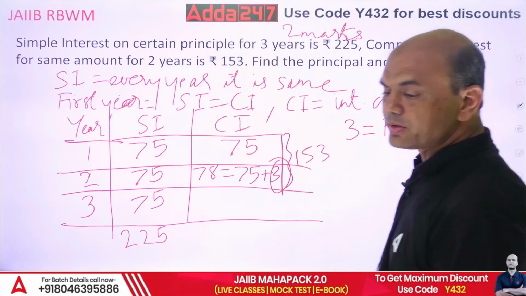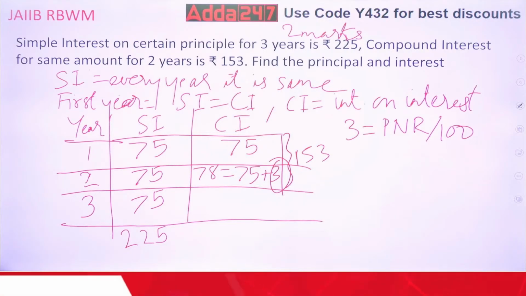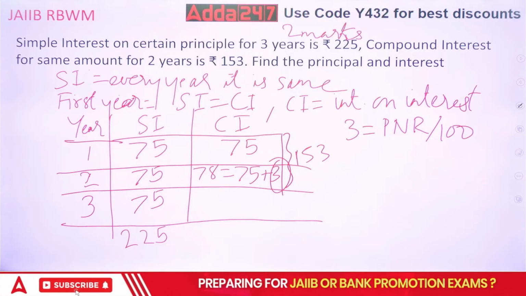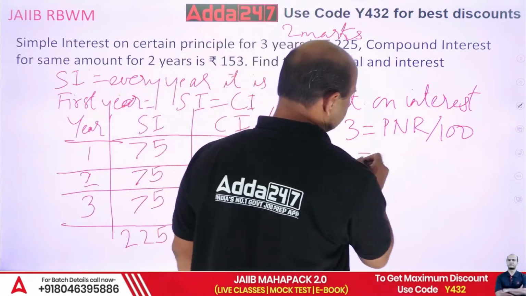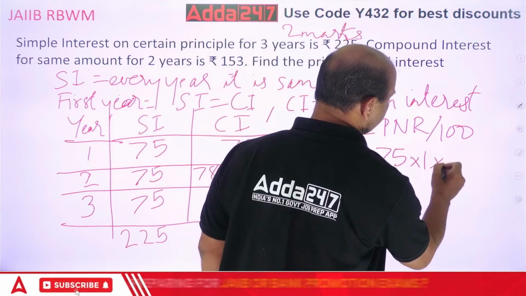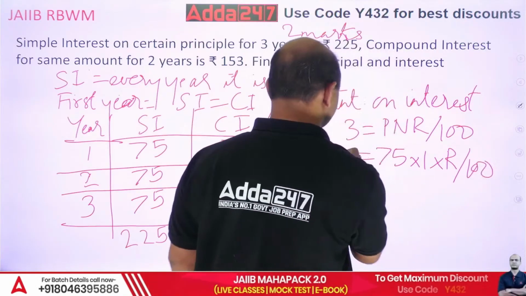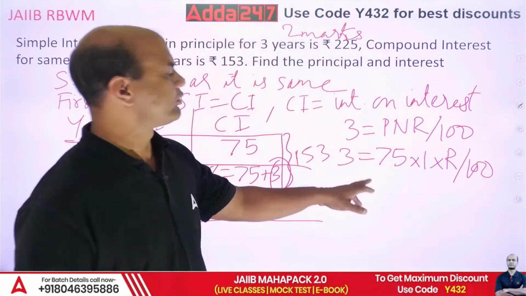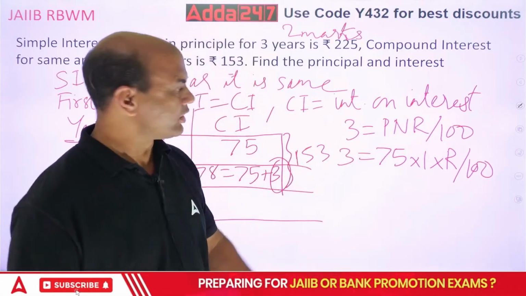What is P over here? I have invested 75 rupees, right? So my P will be 75, N is 1 year, and R is R divided by 100. So 3 equals 75 into 1 into R upon 100. Got it?